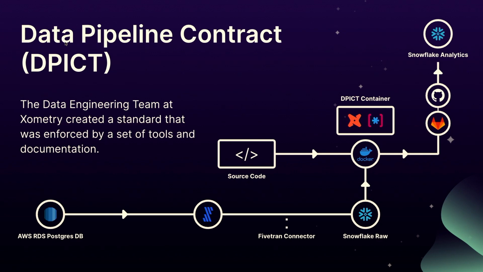So in general, their Postgres DB would be somewhere, we use AWS to host our databases. It would get ingested using Fivetran. It would get dumped into our Snowflake raw database layer. And this part, Docker and source code, the source code is what manages the model and schema of their database. And this is where we would come in.